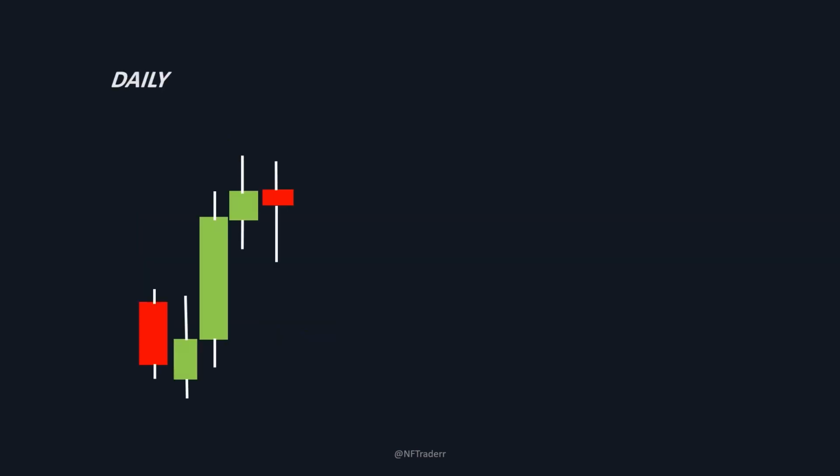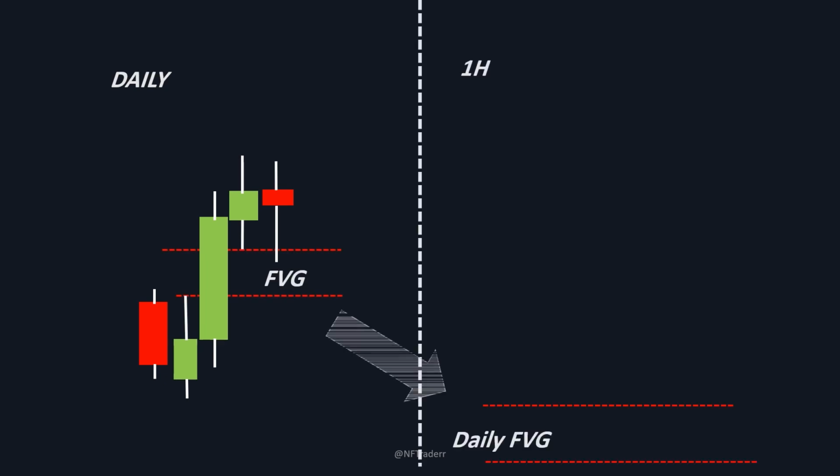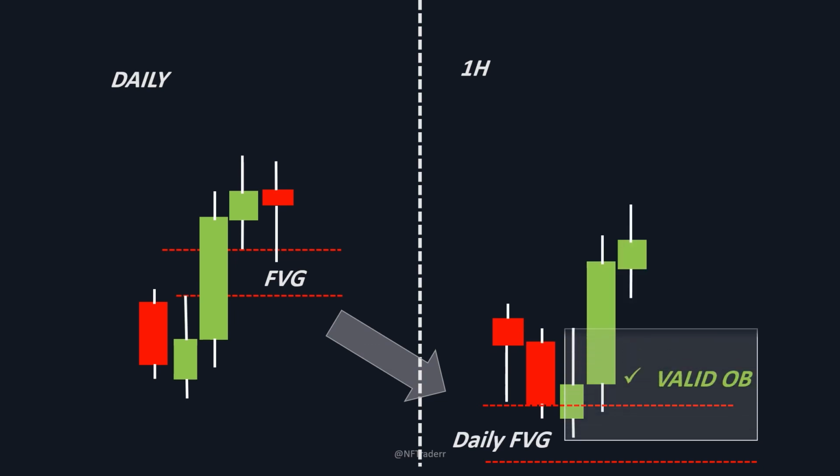The order block must be coming off of a previous PD array. Instead of trading any order block you see on the lower time frame, look at previous PD arrays like FVGs and trade the order blocks that form off of those FVGs.